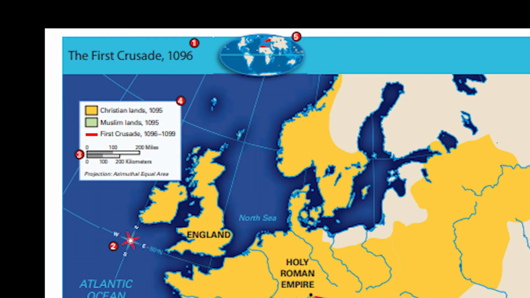First off, you've got the title. Usually that thing is at the top of the map and tells you what you're looking at. On page 28, we can see that this adventure and learning is probably going to be about the First Crusade, which I bet was recorded sometime around 1096.